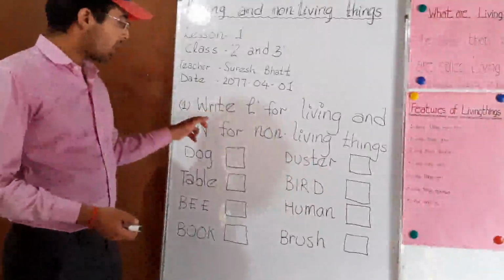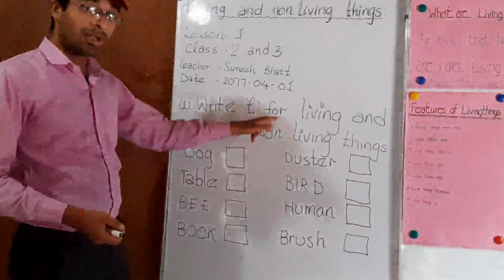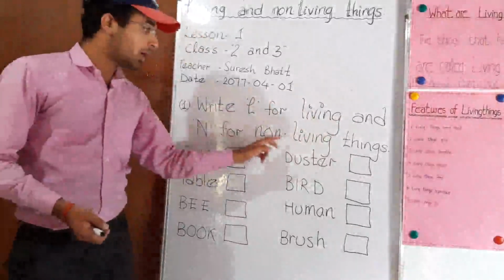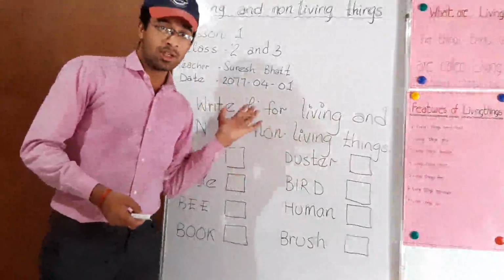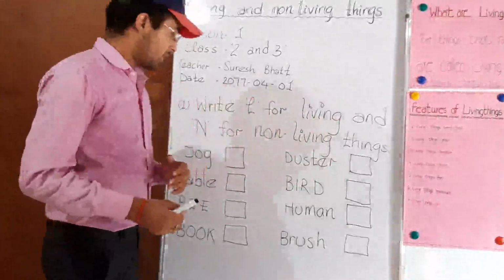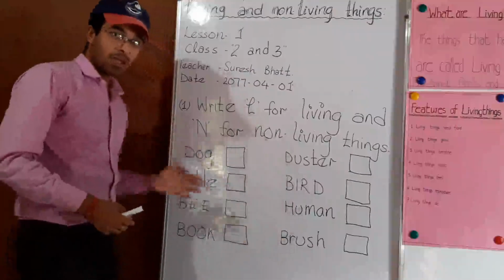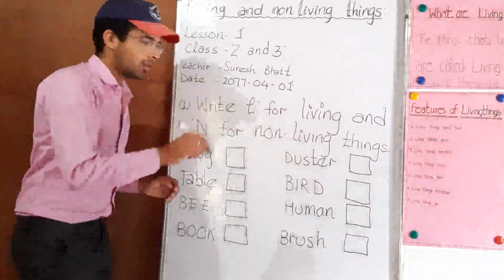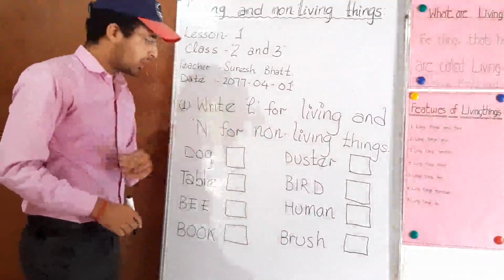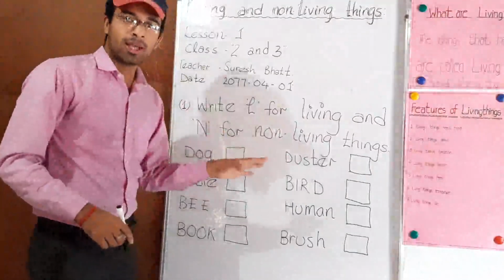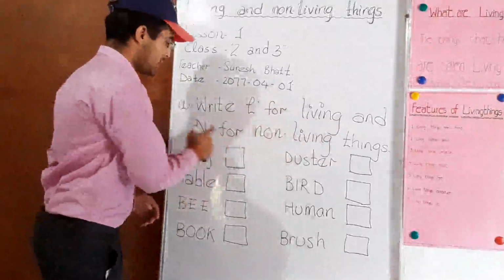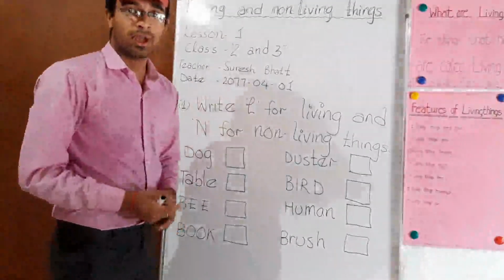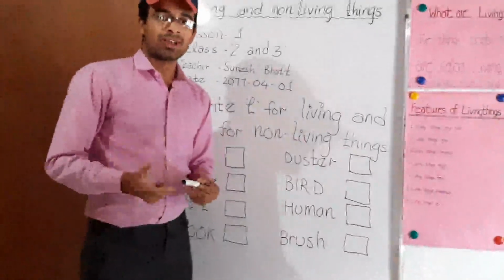The question is: write L for living things and N for non-living things. If the example is living, then you write a capital L, and if the example is non-living, you write a capital N. Okay, you can do it? Yes, you can. Okay, we do the exercise.